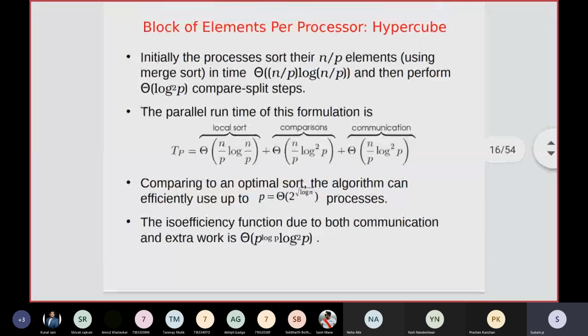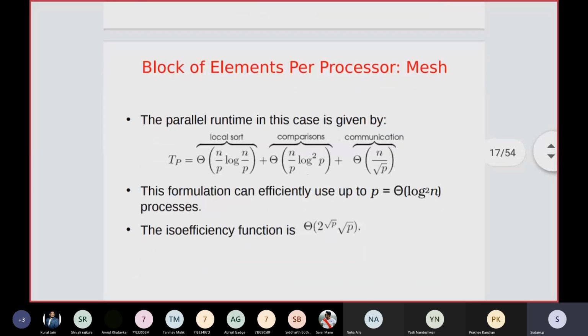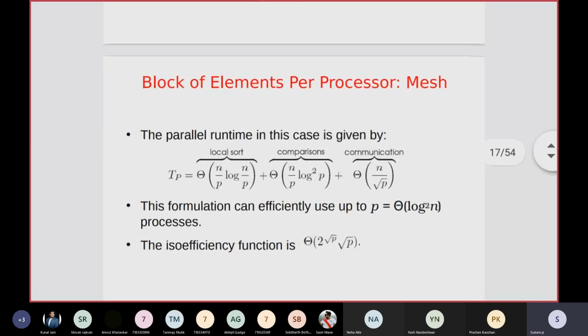and you can show it in terms of the isoefficiency function also. Then in the next step you can modify your isoefficiency function, that is theta of 2 raised to root p into root p. So this is all about the Bitonic sort. We have seen the sorting network, and after that we have seen the Bitonic sort and how you can apply Bitonic sort for the mesh network, that is discussed.